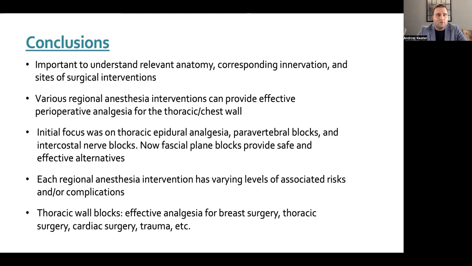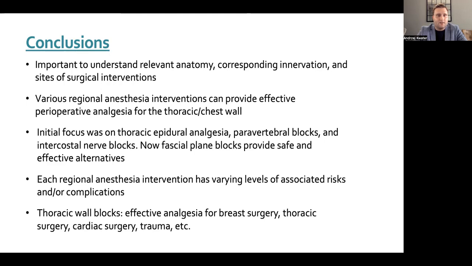Historically, the focus for thoracic wall analgesia was utilizing thoracic epidurals, paravertebral blocks, and intercostal nerve blocks. But now that we have a variety of fascial plane blocks, these have been shown to be safe and effective alternatives to provide effective analgesia for our patients. And all of these regional anesthetic interventions have varying levels of associated risks and/or complications. So understanding your patient population as well as the associated risk with each of these interventions will allow you to choose what's the best intervention for your patient in that specific scenario.